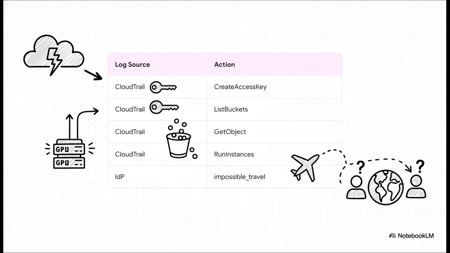Now, let's pivot over to the cloud. Here's our third exercise. Take a look at these CloudTrail logs. We see a create access key action coming from a rare region, then a listing of buckets, followed by retrieving nearly 2,000 objects. Finally, spinning up GPU instances and an identity provider logging an impossible travel alert.